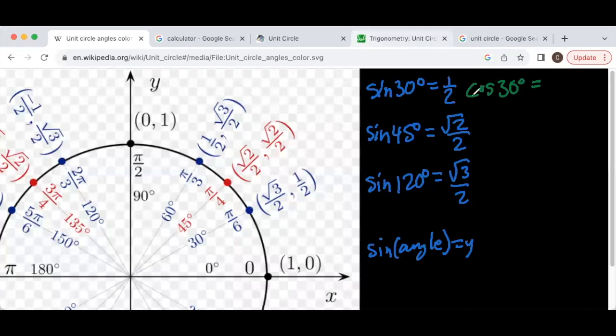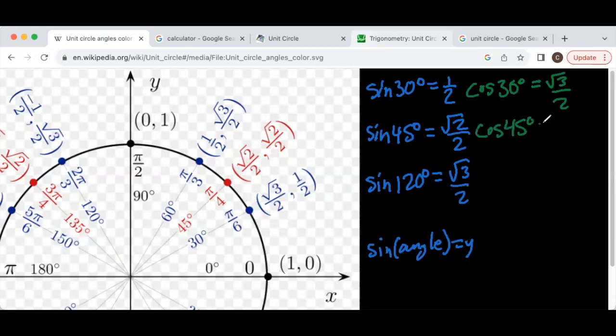So, okay, let's find 30 degrees on the unit circle first. It's right there. Next, let's find the point. Here's the point. Here are the coordinates, and then cosine is always the x coordinate. So the answer is the square root of 3 over 2. Okay, let's do another one.